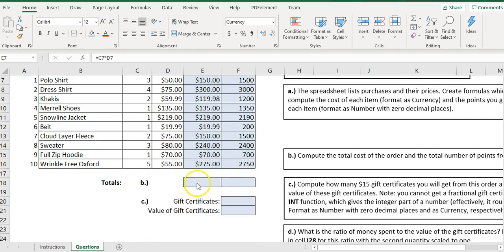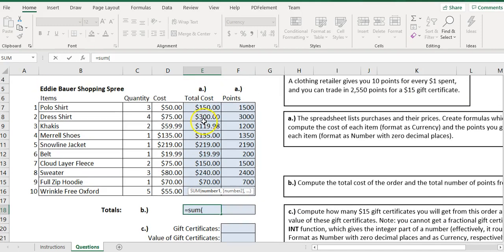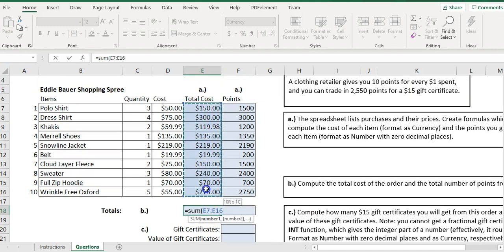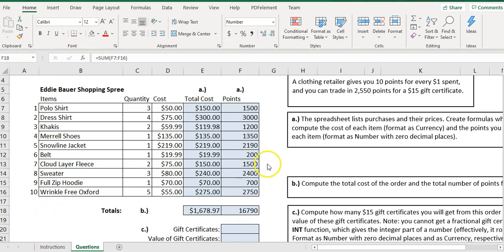So our next step is to find the totals. I need to find the total amount spent and the total number of points. Remember, you can use your sum formula for that. We don't want to make things hard. So we're going to do equals sum parentheses, and then highlight from here to here. That's going to find the sum of those dollar amounts for me. Now I want you to do the same thing and find the sum of the number of points. Once you find that sum, remember to make sure that it's formatted correctly.